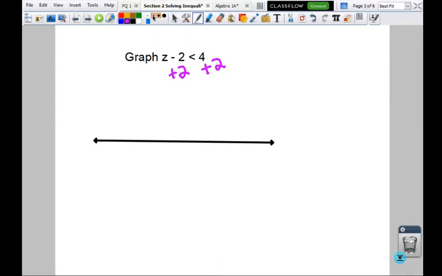Alright, so let's keep going through. When I add 2 on both sides, these cancel out, which is what I want. I got my z left over. I have my less than. That hasn't changed. And I got 4 plus 2 is 6. Alright, so I'm going to have to make my number line here. I'm going to put 6 right in the middle. My bigger is 7. The smaller is 5. So I got 5, 6, 7.